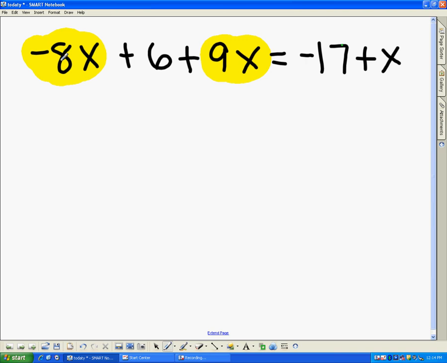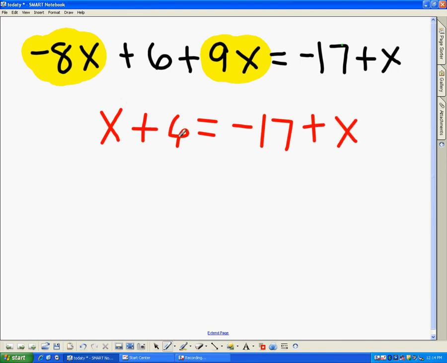So, for example, we have negative 8x plus 6 plus 9x is equal to negative 17 plus x. The first thing I want to do, and I went ahead and highlighted it, is I want to simplify this equation. So negative 8x plus 9x is equal to 1x. Remember, the sign that's before the number is what goes with it. So this is negative 8x plus 9x, which is 1x, which is simply x. So then I've got plus 6 is equal to negative 17 plus x.